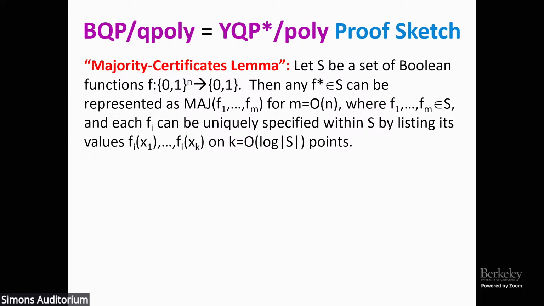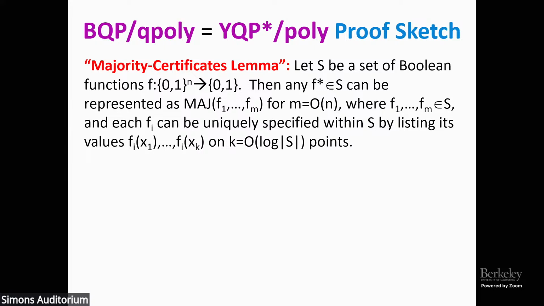Okay, and where each of these functions f sub i can be uniquely specified within S by listing its values on only log of the cardinality of S inputs. Say like f_i of x1 up to f_i of xk, right? So each of these f_i's is sort of isolatable within S by showing a small number of inputs and outputs. And then furthermore, if I take the majority of the f_i's, I get f star. Okay? It's a fun exercise to try to prove that.